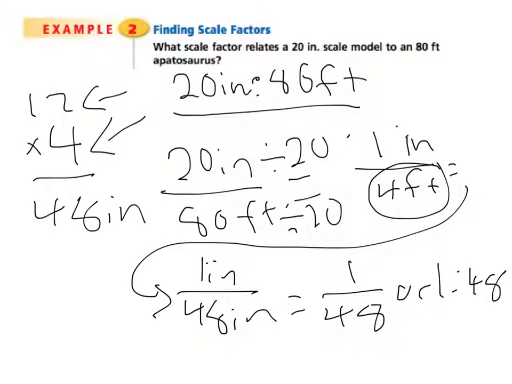So what this is saying is we had an 80-foot actual dinosaur and they reduced it 1 over 48 times to get it to about a 20-inch scale model. So it became smaller.